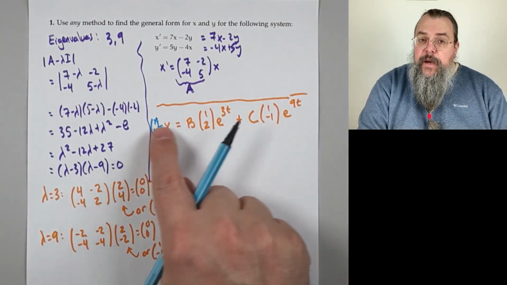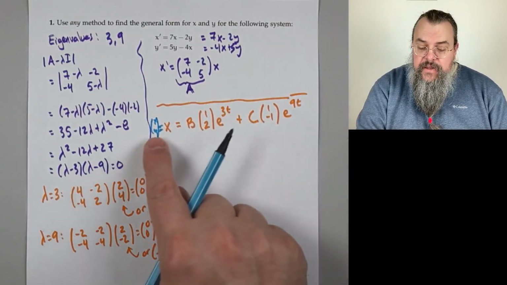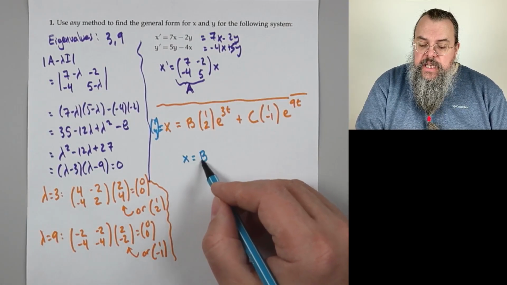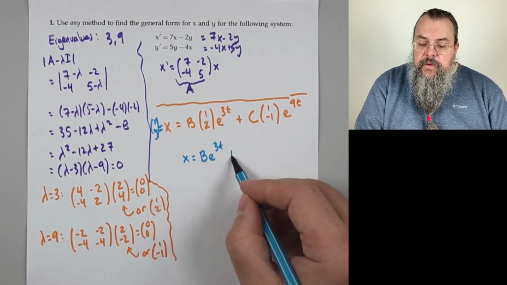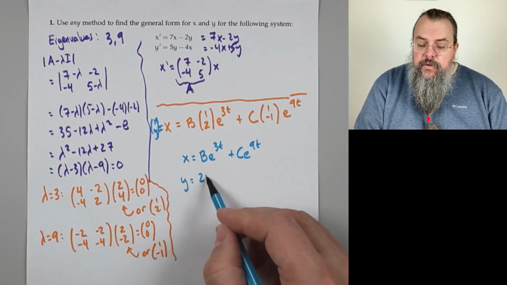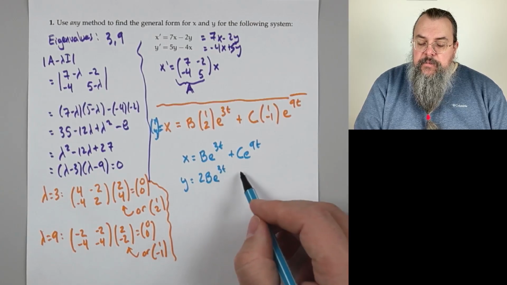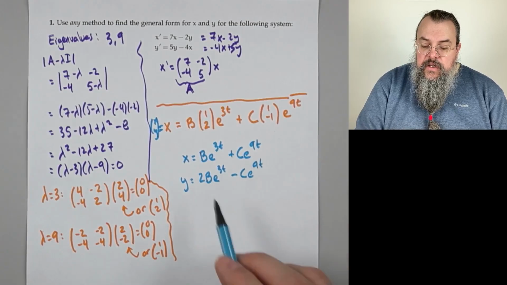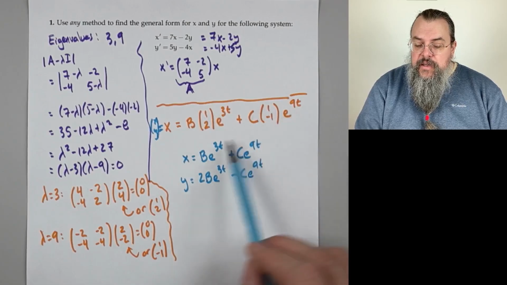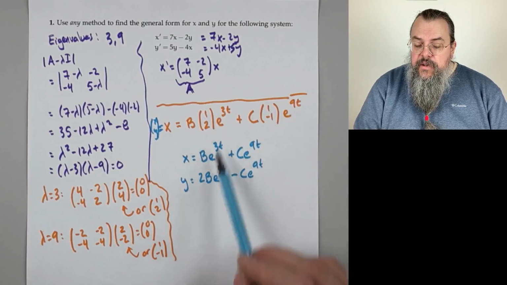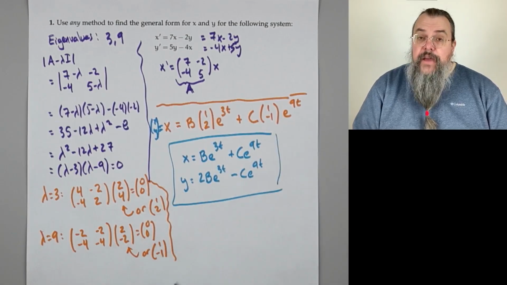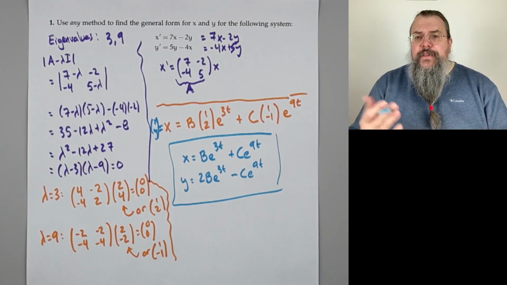So what we do is we now grab the first row, that's the x, and the second row is the y. So x would look like some b e to the 3t plus c e to the 9t, and y would look like 2b e to the 3t minus c e to the 9t. So just go along the top row. b times 1 times e to the 3t, c times 1 times e to the 9t, bottom row, b times 2 e to the 3t, c times minus 1 e to the 9t. And that's our answer. Of course, there's other answers as well.